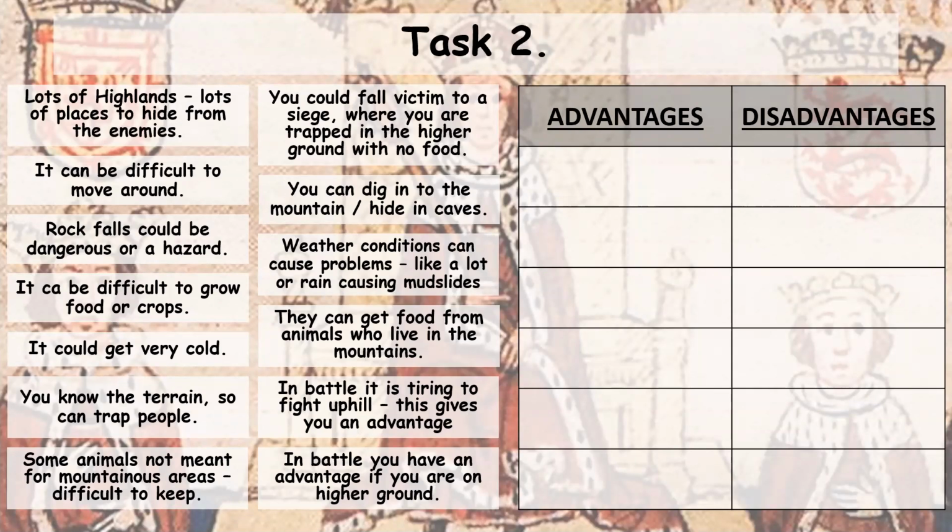Here are all the statements that I'd like you to sort out into a table like this, showing advantages and disadvantages of ruling a mountainous land. Again, this is on a worksheet for you, or you can do it in your books or on paper, or the easiest way possible for yourself. If you'd like, pause the video now and carry out that task.